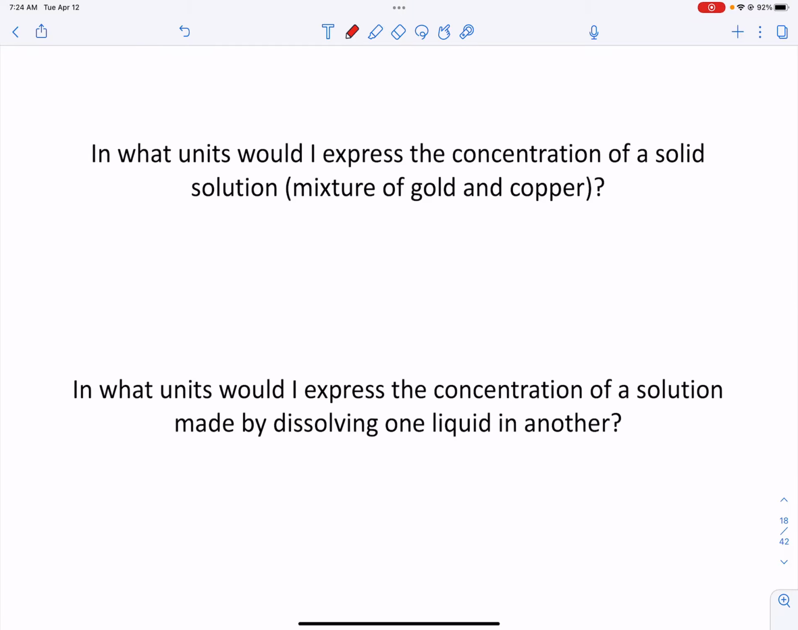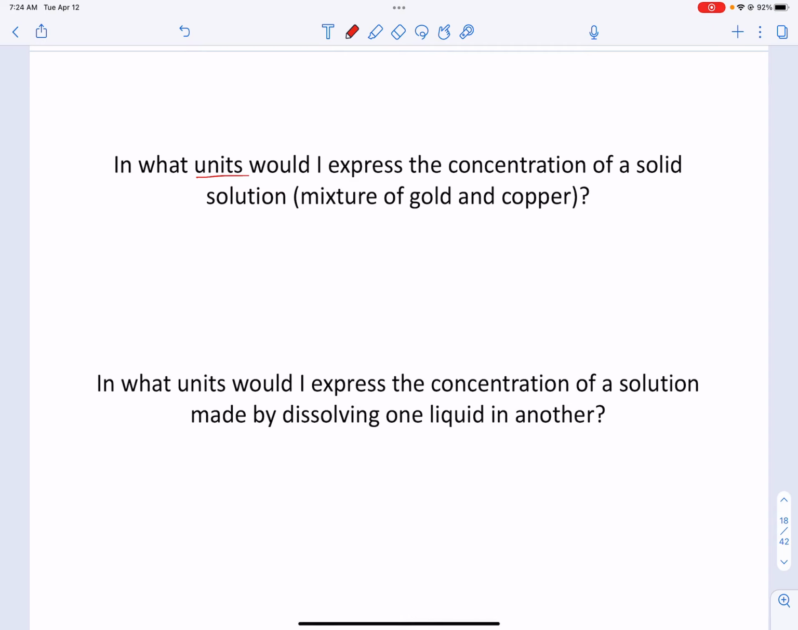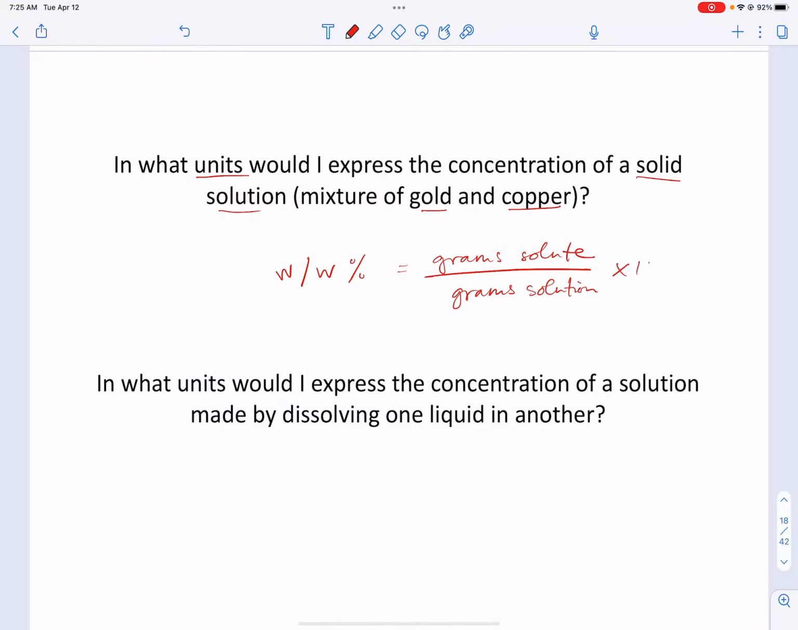This slide hits on what I was saying on that first slide, that not all solutions are a solid dissolved in a liquid. So what units would we use to express the concentration of a solid solution, meaning a solid mixed into another solid? This would be a weight per weight percent, not a weight per volume percent, and that would be grams of solute over grams of solution times 100.